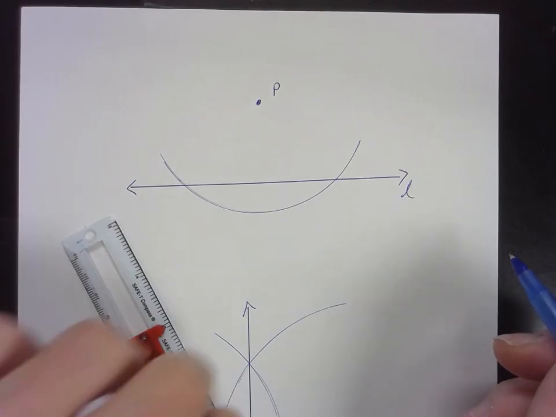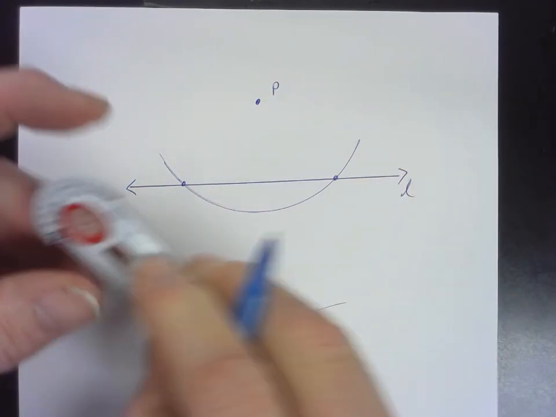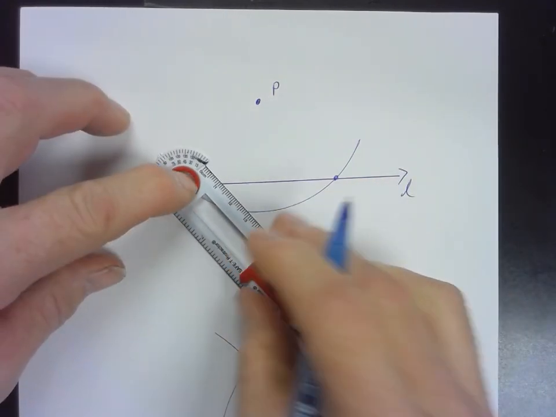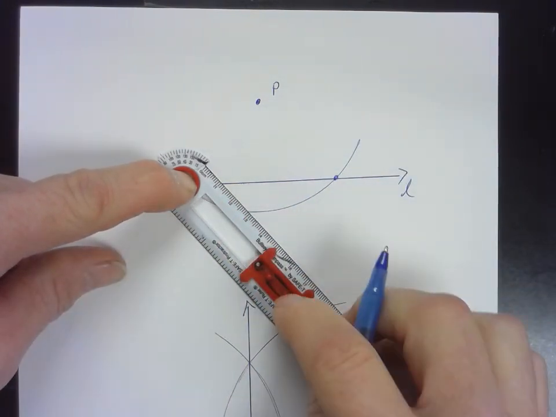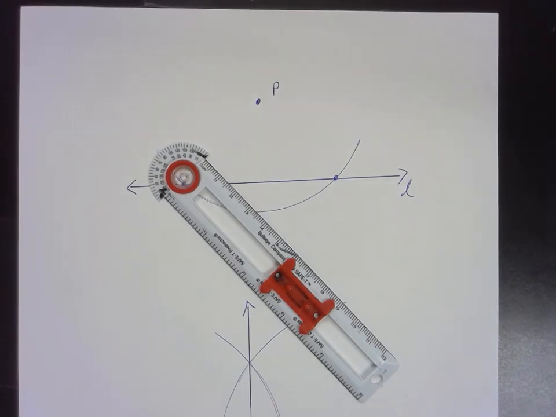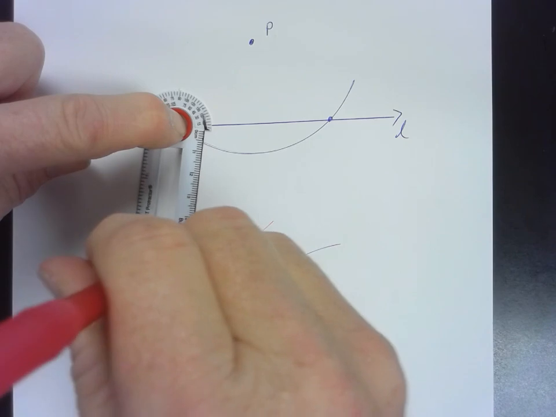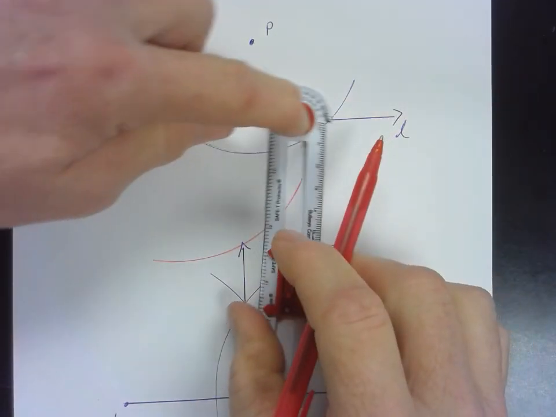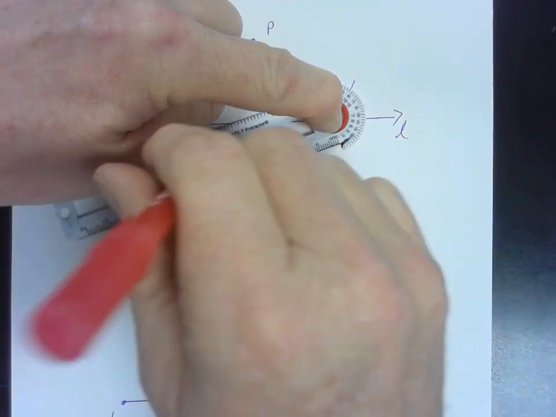Right? And then from these two intersections, I'm going to make arcs from there. Now these two arcs, they don't have to be the same as the original, but they have to be the same as each other. So from here, let me do this one in red so you can see the different one. I'm just going to make that arc, and then I'm going to come over here and make the same arc like that.